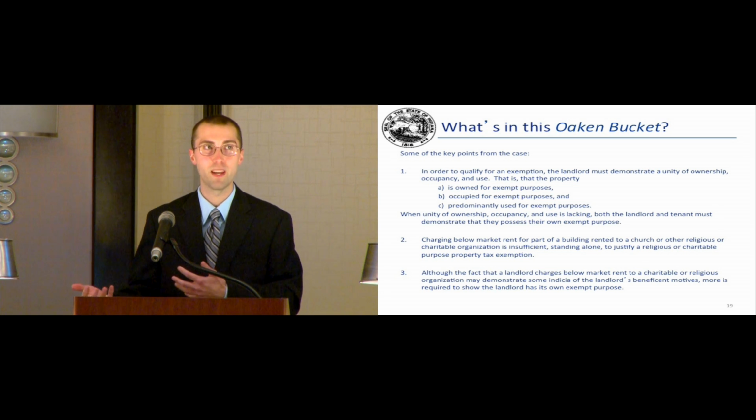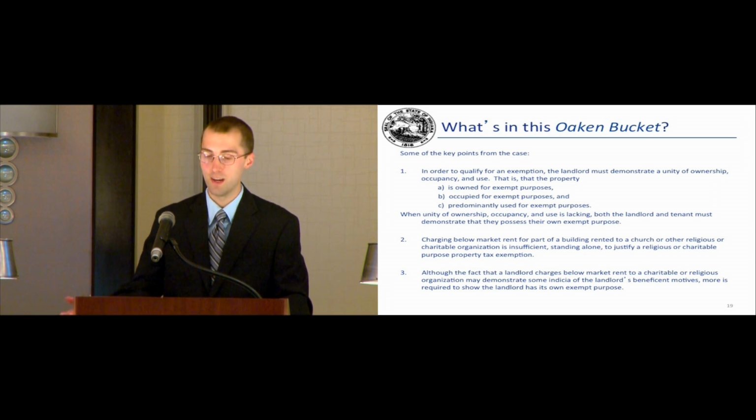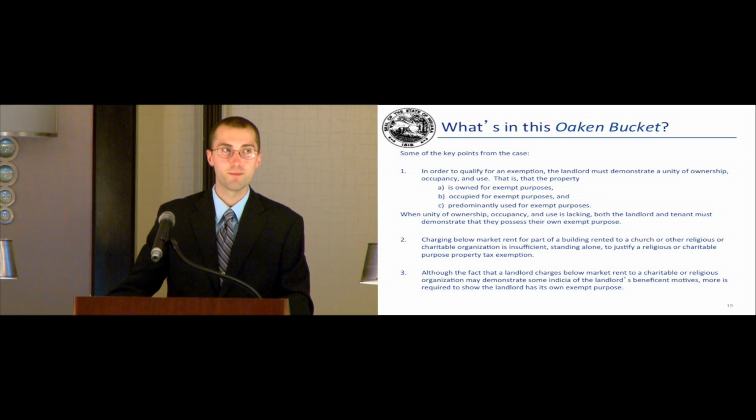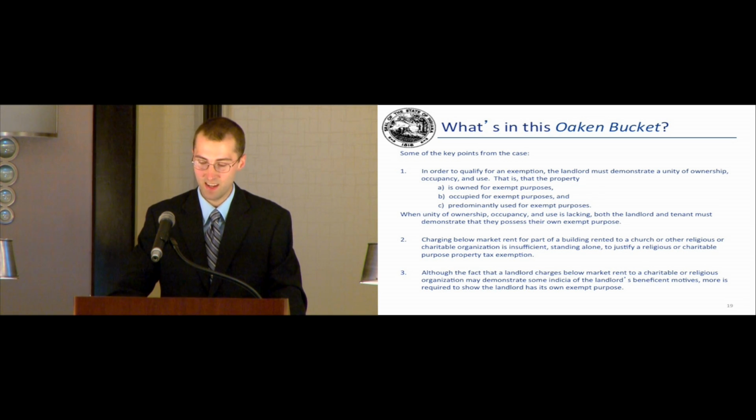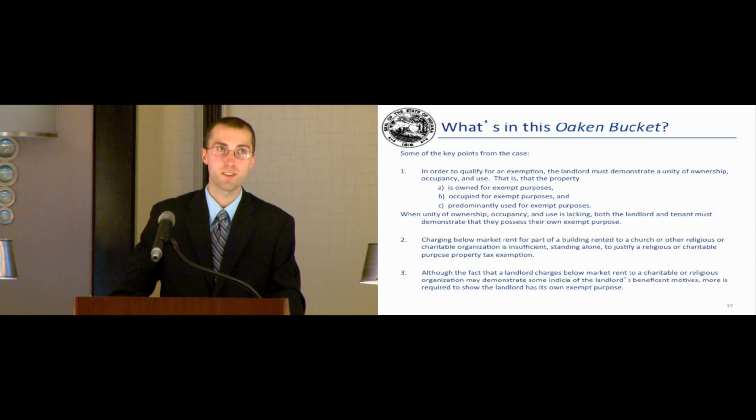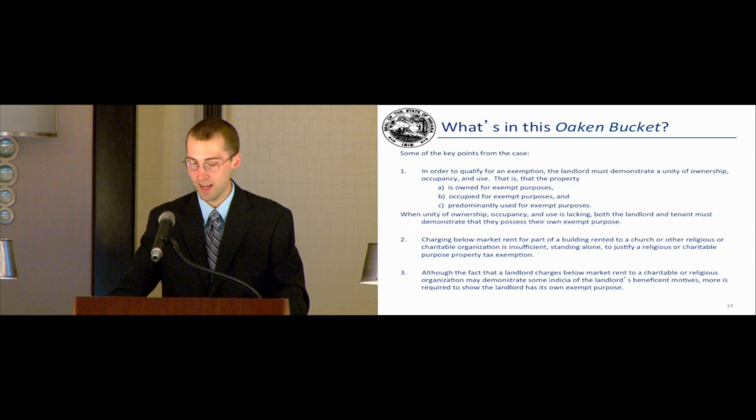Now, the Supreme Court in this decision went on to say that while it may have shown some beneficent motive on the part of the landlord applicant to allow the church to rent the property at below market rent, that in and of itself is insufficient to justify an exemption for the landlord applicant.